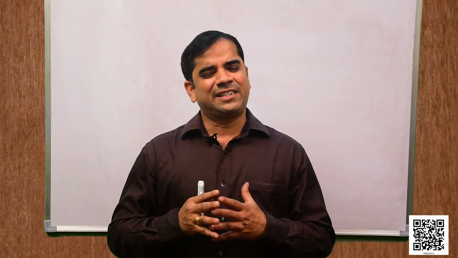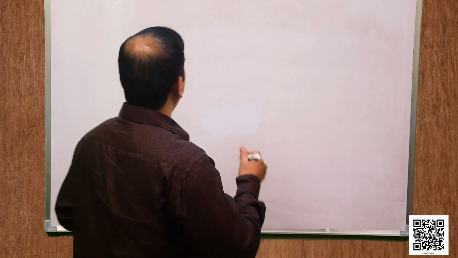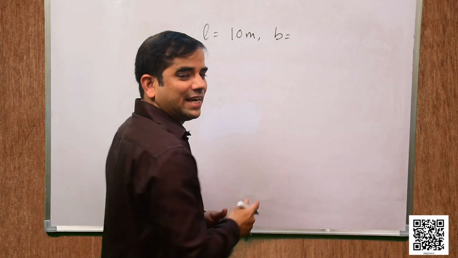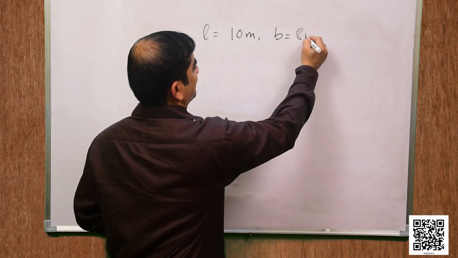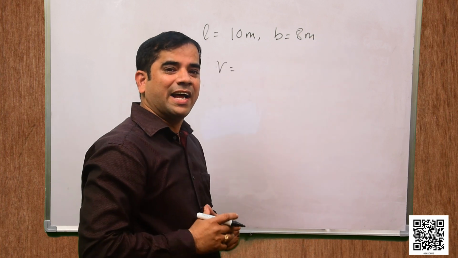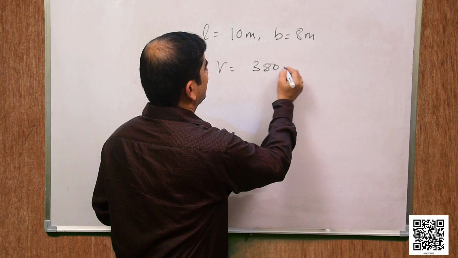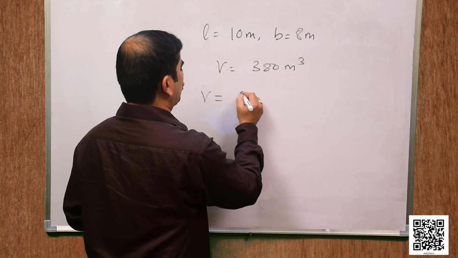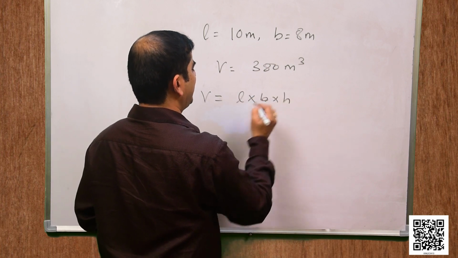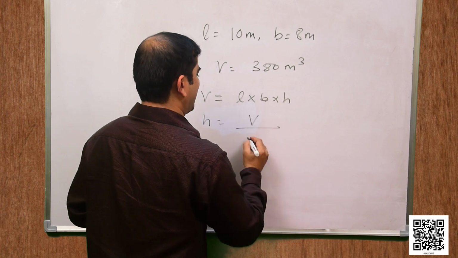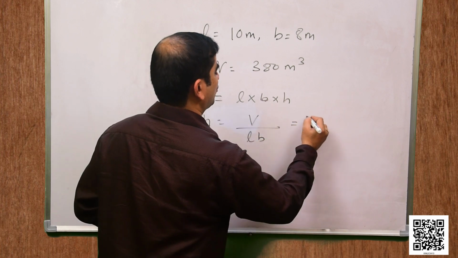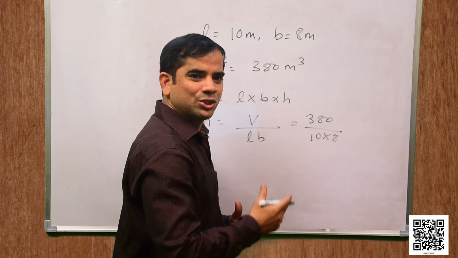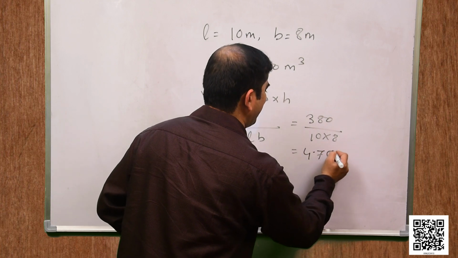So, let us discuss the solution. It is given that length is equal to 10 meter, breadth is equal to 8 meter, and volume is given as 380 cubic meter, or you can say meter cube. We know that V is equal to length into breadth into height. So, height will be volume divided by length into breadth, that is equal to 380 divided by 10 into 8, isn't it? So, it is 4.75 meter.